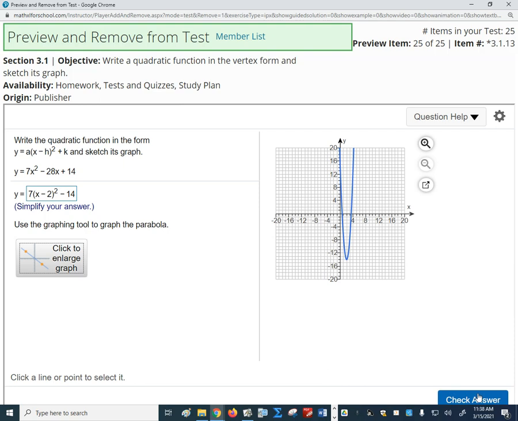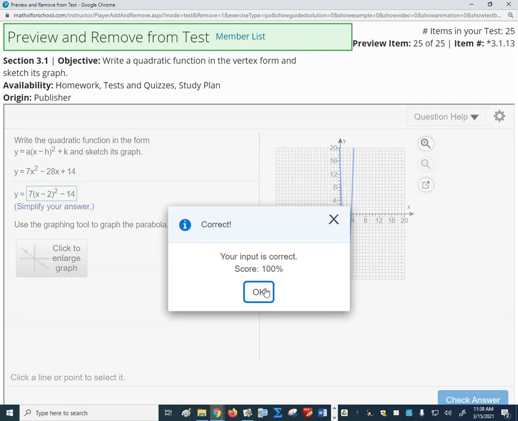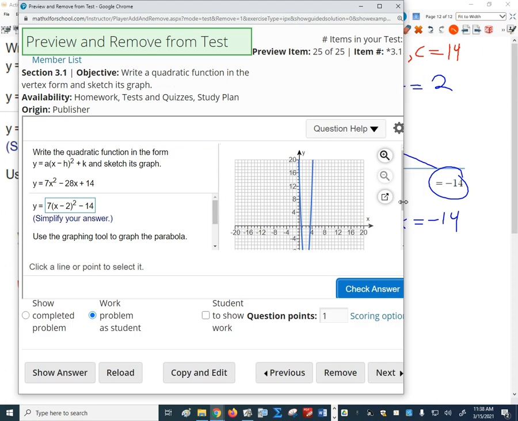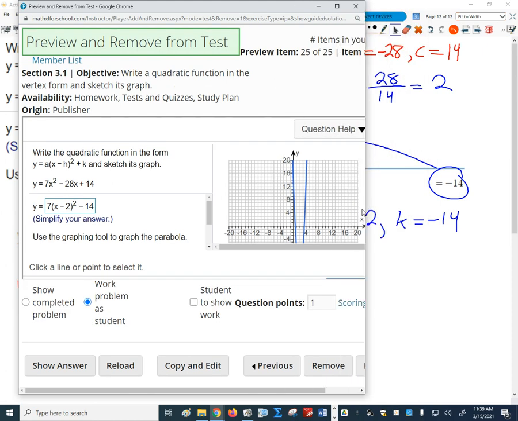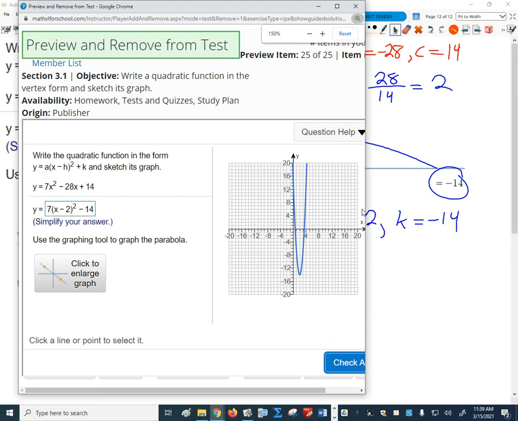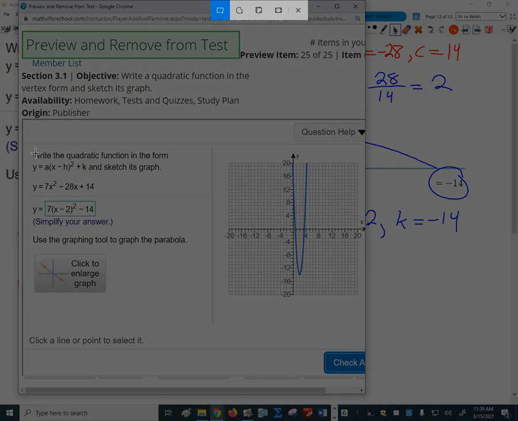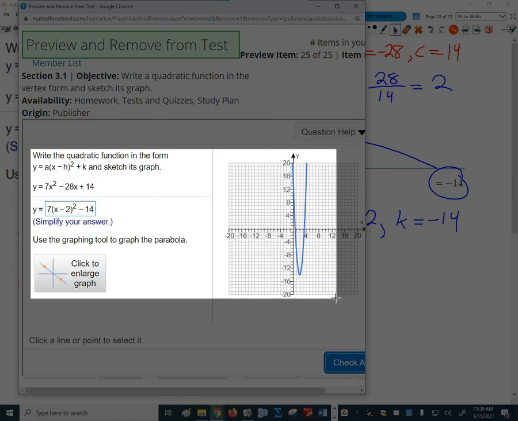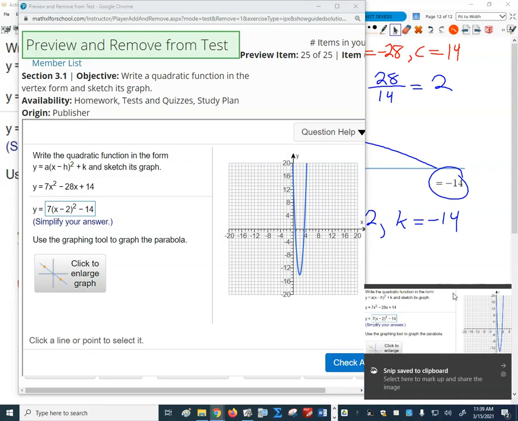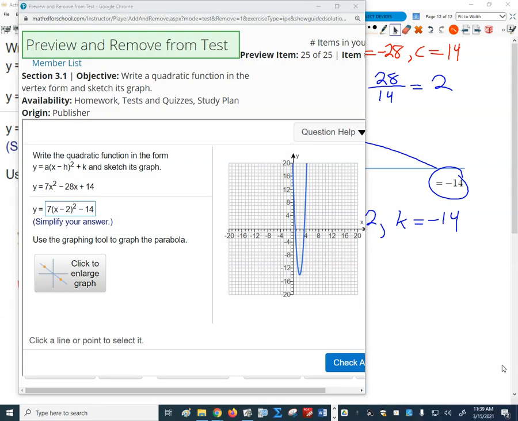There it is. We got it. How about that? Picture for the notes. And you guys are good to go. If you can do that stuff, you're going to do great on the test. There's not much to it.